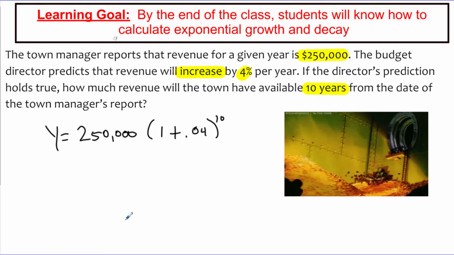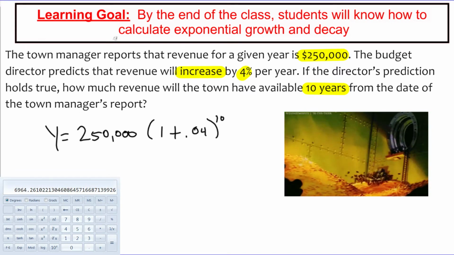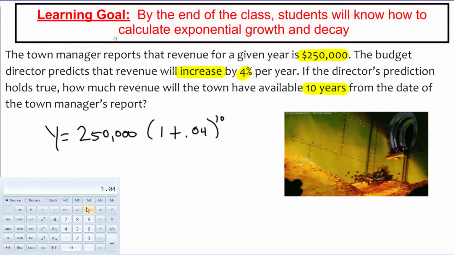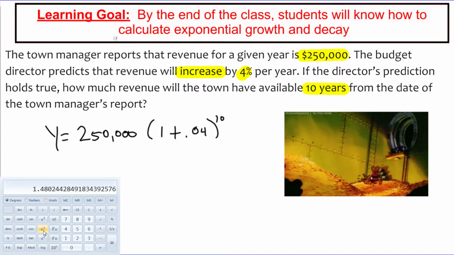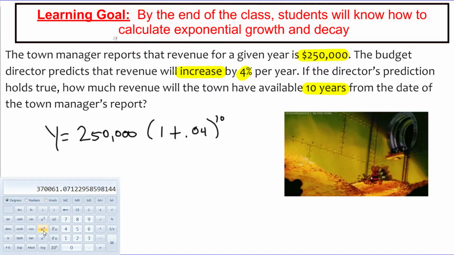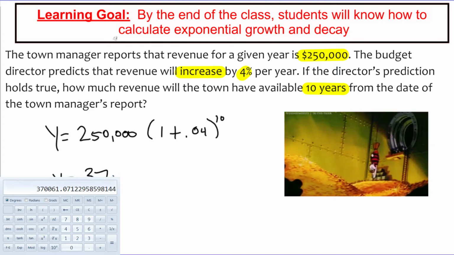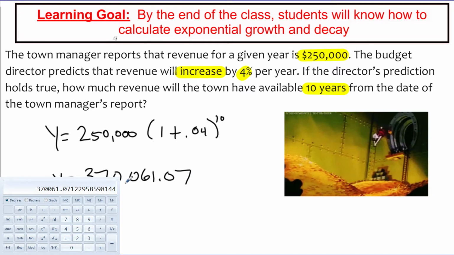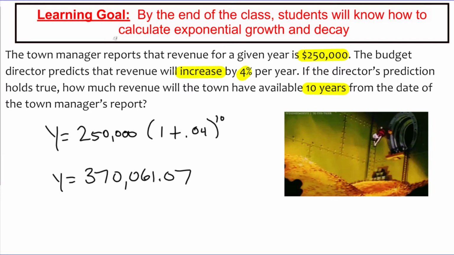All right, so again, I can go to my calculator, as you stare at the Scrooge McDuck jumping into the pile of money, and we're going to say 1.04, that is my 1 plus 0.04. I'm going to raise this to the 10th power, and then I'm going to multiply by the starting value, which is 250,000. And there, we can expect that after 10 years the revenue is going to be $370,061.07, and we say 0.07 because money does have a couple of decimal places. That would be an approximate value with a 4% increase.